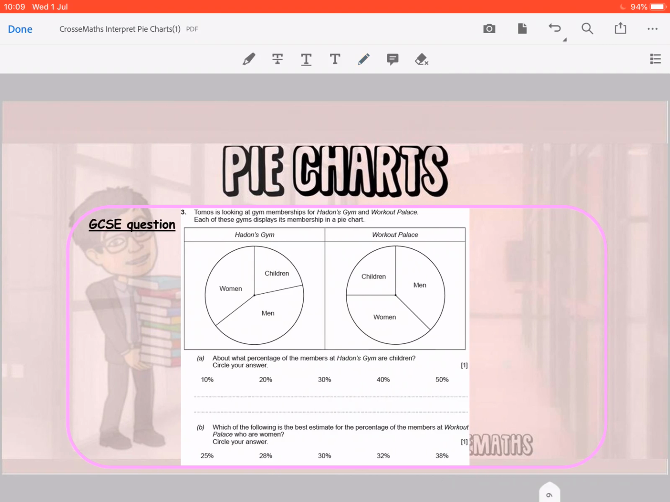Right then, so very quickly, a GCSE question. We're going to do 2 of these before we finish. Pause the video now and have a go yourself. It's not that difficult. Answer the 2 questions underneath. Right then, so all you're doing for these is guessing.